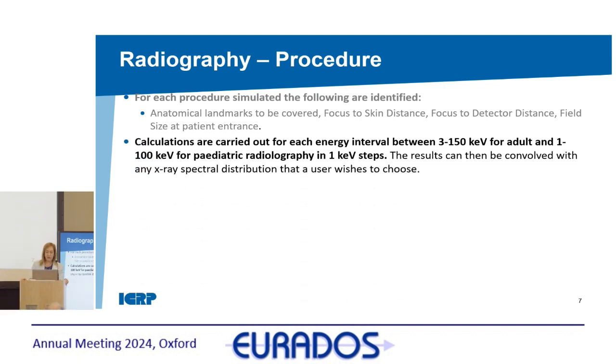The calculations were carried out for 1 kV energy intervals, and this has been a generic method that will allow the user to construct their own X-ray spectra. We chose this generic method in order to address the big variety of spectra used around the world.